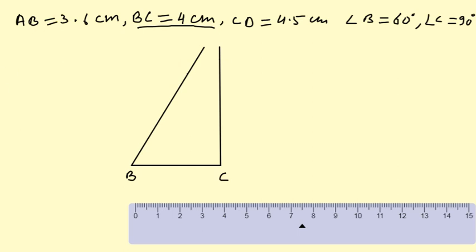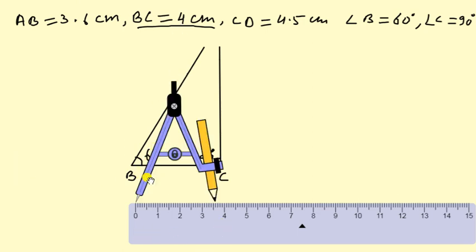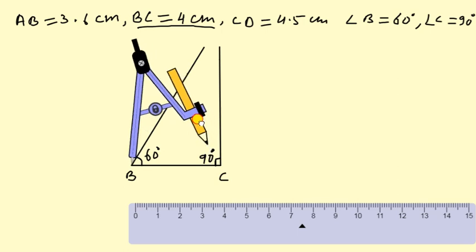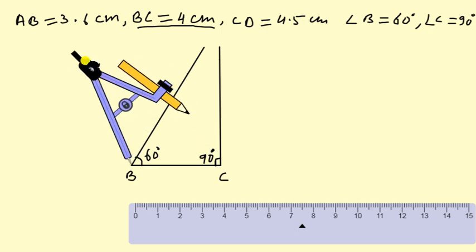Now write the angle. This angle is 60 degrees, so you can write here 60 degree, and this angle is 90 degrees, so you have to write 90 degree. Now take a distance of this one is AB, that is the 3.6 centimeter in your scale with the help of compass. Take a distance 3.6 in a compass and take at B, and now draw an arc like this one.